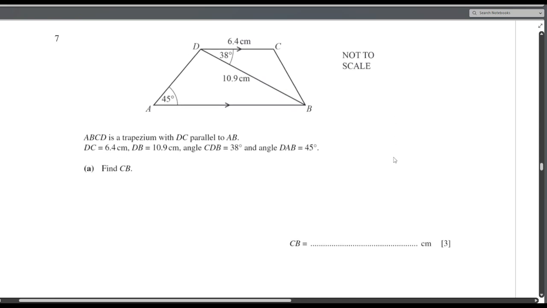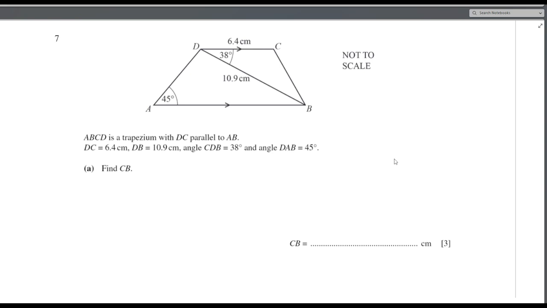ABCD is a trapezium with DC parallel to AB. DC is given 6.4, DB is given 10.9, angle CDB is given 38, and angle DAB is given 45. Now the first question is, I have to find the length BC.